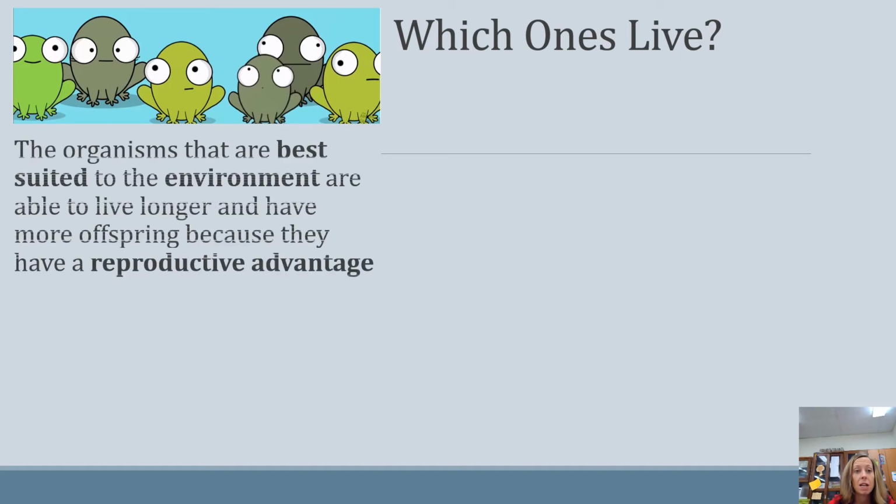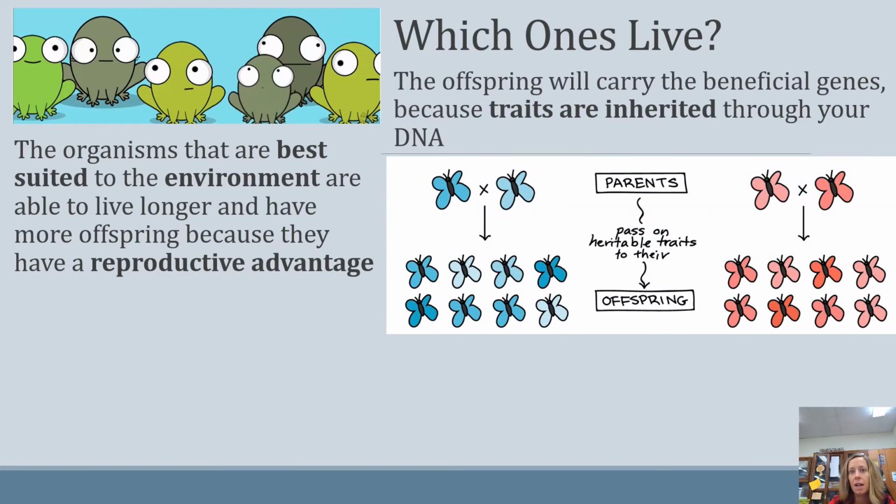Makes sense? So if we look at this picture, here's variation, and the organisms that are best suited to the environment are the ones that are going to be able to live longer and have more offspring because they have what we call a reproductive advantage, meaning there's something that's going to give them the advantage and allow them to reproduce more often. Right? And when they reproduce, their offspring are going to carry that beneficial gene because traits are inherited through your DNA. This is stuff we know, right?